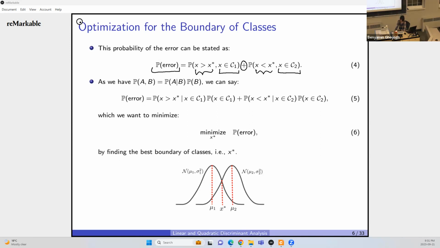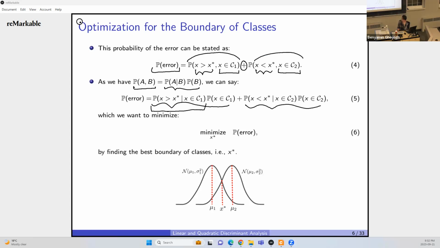Okay. We know that the joint distribution can be written as a conditional distribution times a marginal. So P of A and B can be seen as P of A given B times P of B, right? Therefore, I can state these two probabilities as these. Probability of X greater than X star given that X belongs to C1, times probability of X belongs to C1. What does this term mean?